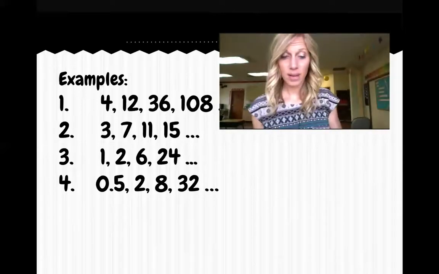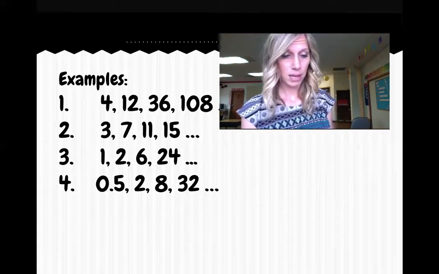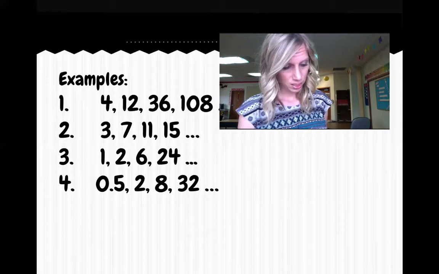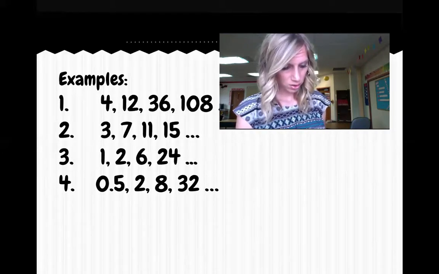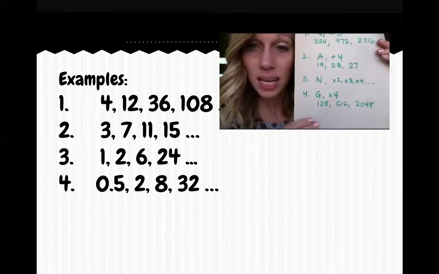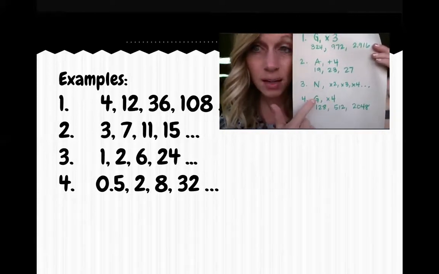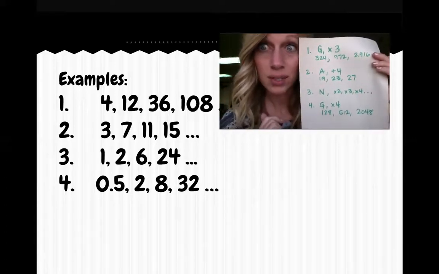And then in order to find the next 3 terms, you start at the number 32, you multiply by 4, I get 128, times 4 is 512, times 4 is 2048. You list G, A, or N, you list the pattern, and you list the next 3 terms.